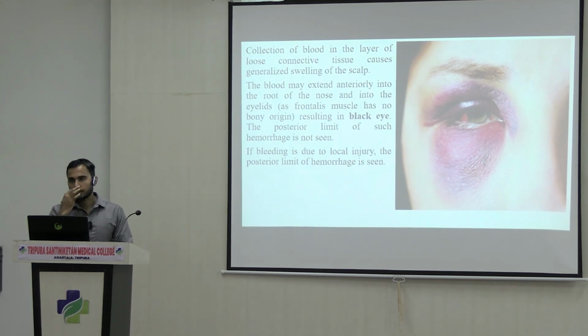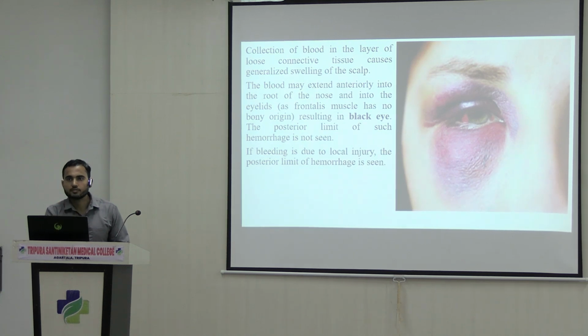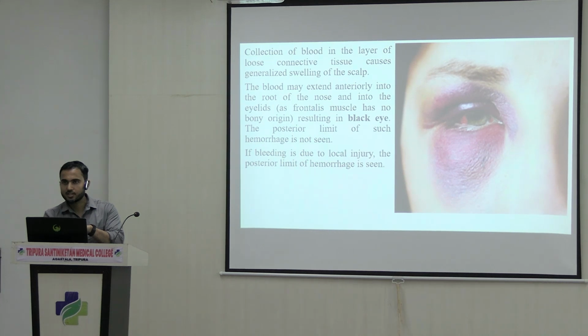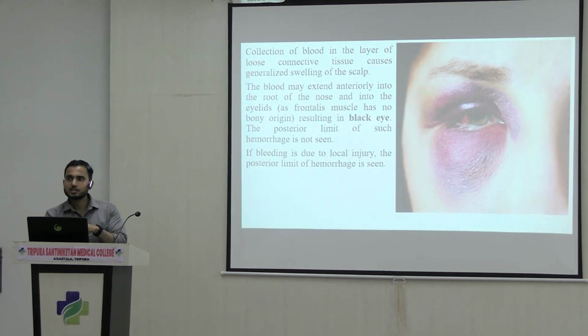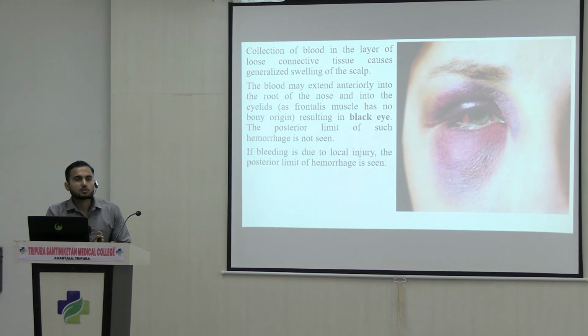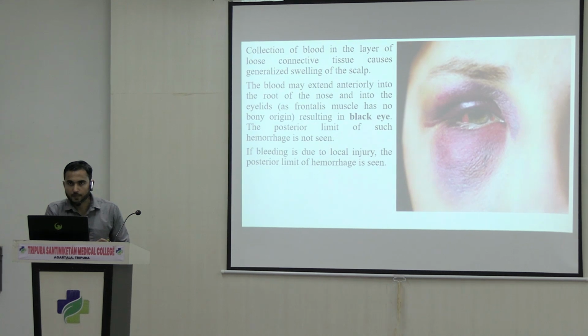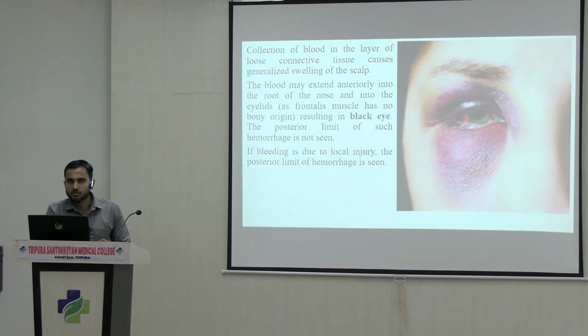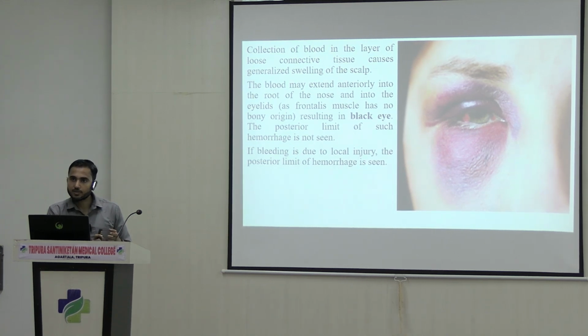So that is all about the applied importance of the face. Though it is seen in the facial region, that's why I have added it, but actually this is the applied importance of the scalp. So please listen to one thing, scalp is a very important topic. Please prepare it properly along with the applied importance. You have to know all the layers, the nerve supply and blood supply thoroughly along with the applied importance.